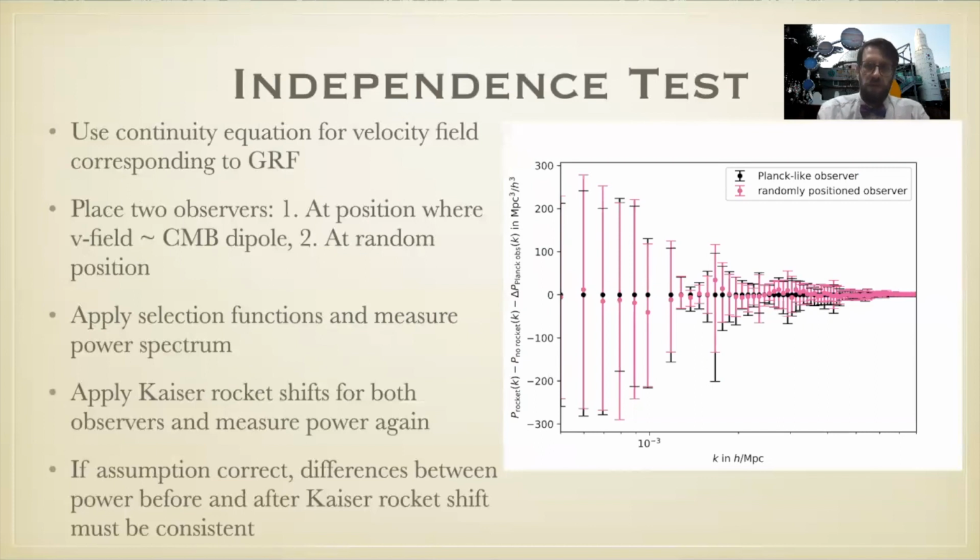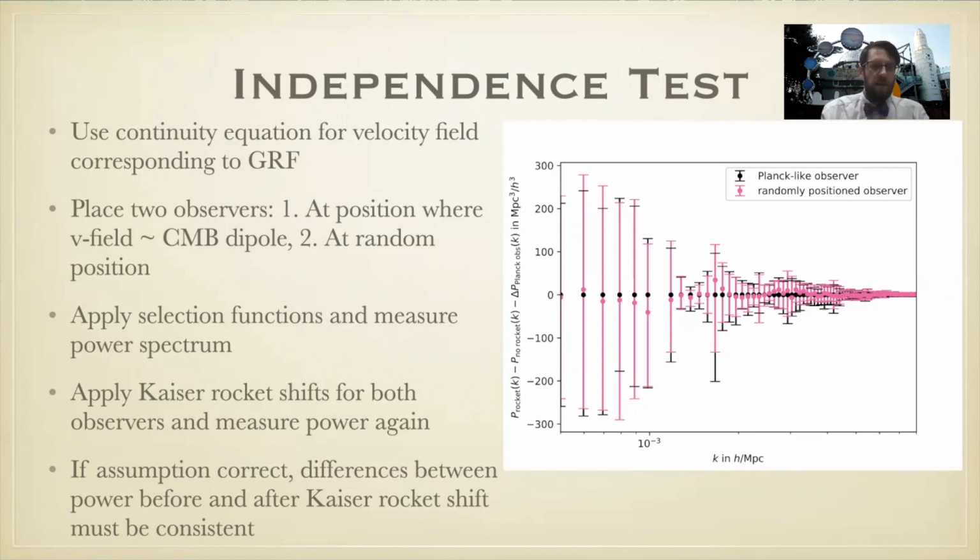Finally, I still have to convince you that we really can model the Kaiser rocket power spectrum independently from the cosmological power spectrum. To that end, we used the continuity equation to compute the velocity of each point in our realizations of the density field, and we placed two observers into each simulation box. One observer is positioned at a random position that we choose to be the center of the box. The other observer is positioned where the velocity is the most similar to the one that we measure from the CMB.